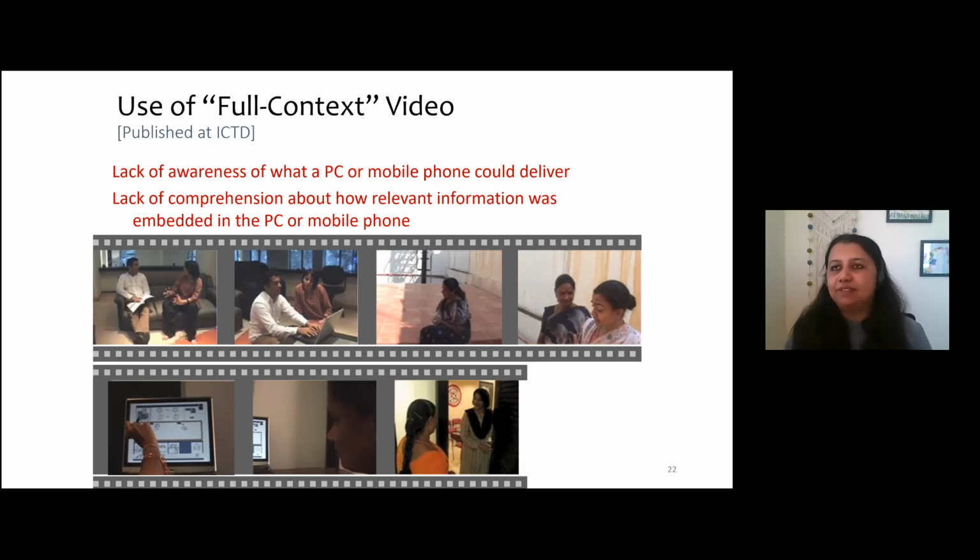So this whole narrative helped at many levels. One was just to understand the broader context of the application. Where was information coming in from? And how would it be useful? It also helped helpers who were watching this identify with a peer. This helper in the video is like them, and benefited from using the system. So it helped at many levels. We call this the full context video.